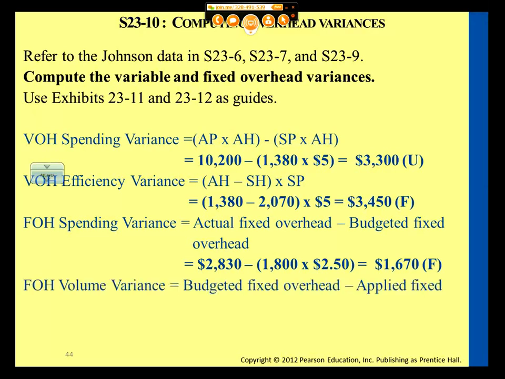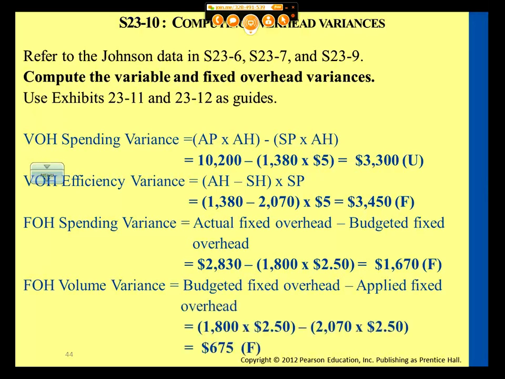And now let's look at the volume variance. Budgeted fixed overhead minus your applied fixed. And again, we follow just the calculations of it. So my budgeted number was greater than the applied. In applied, I used the actual hours and the rate that we just calculated, right, 2.5.